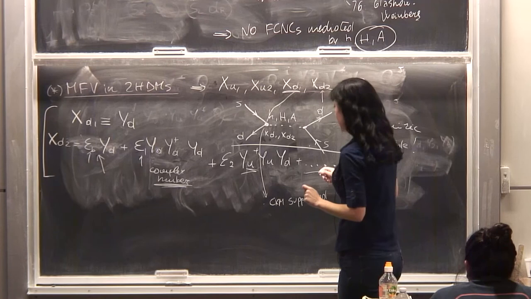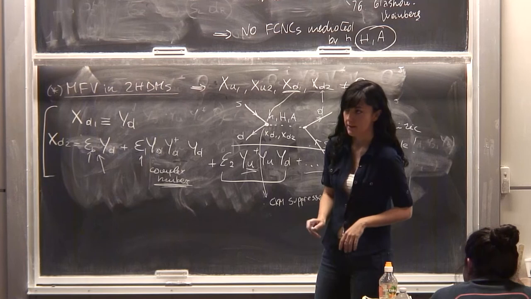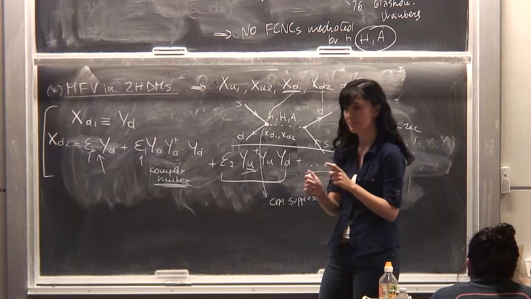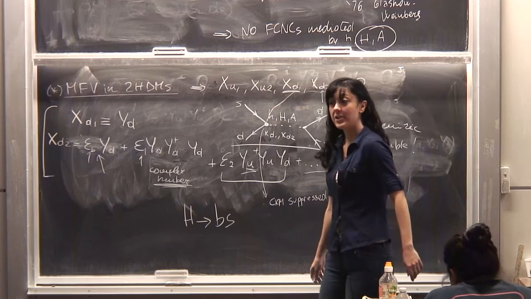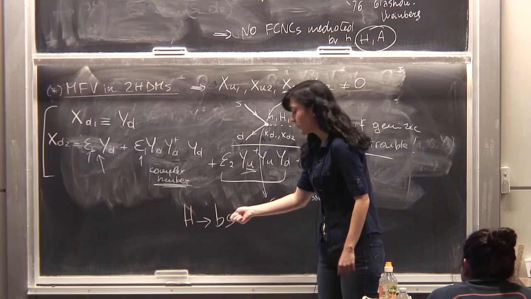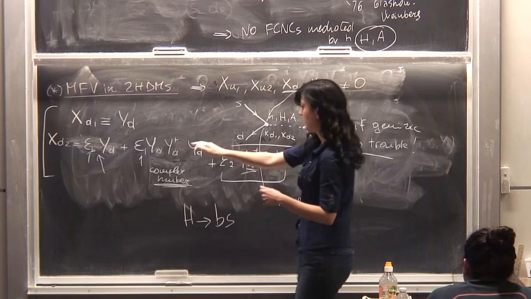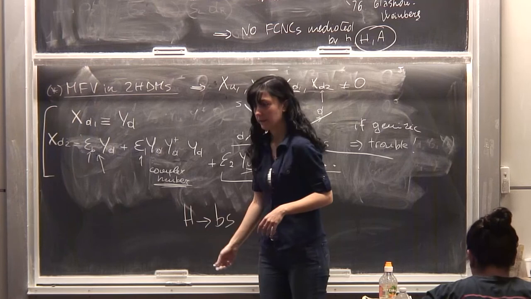You might think about searching, and if experimentalists are around, they would kill me because they don't like that type of search, but you could think about searching for a heavy Higgs going to a bottom and a strange. So this is flavor violating, of course. And then you want to have a flavor violating coupling, and this comes from here, because these terms here would be diagonal. So it depends a little bit on what type of signature you're looking for.